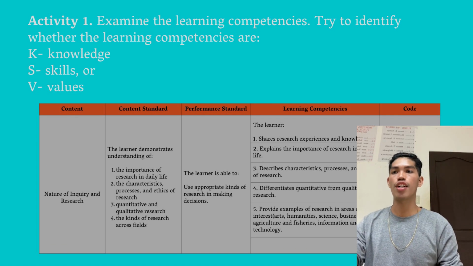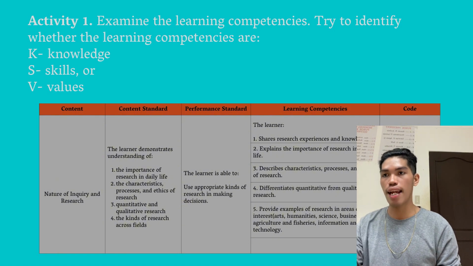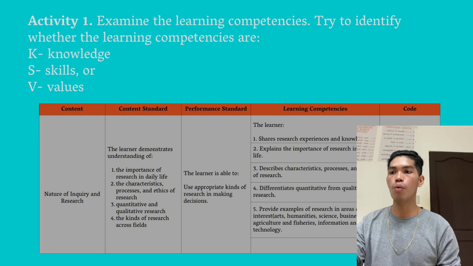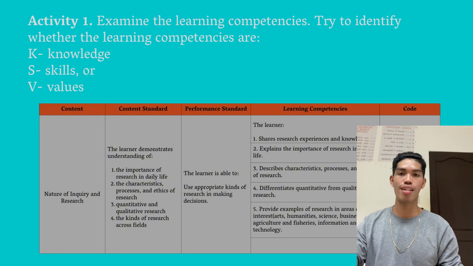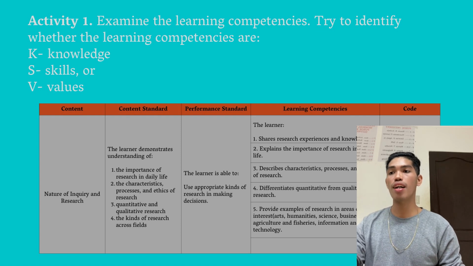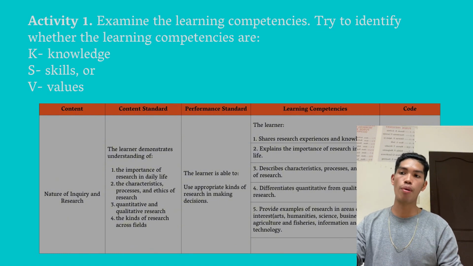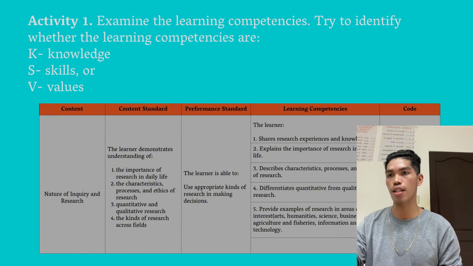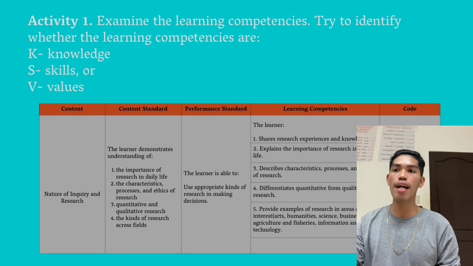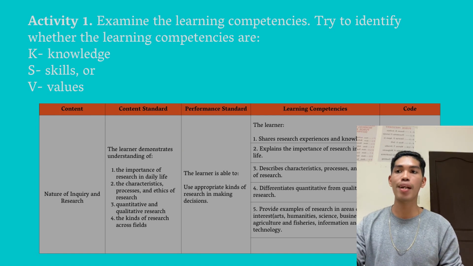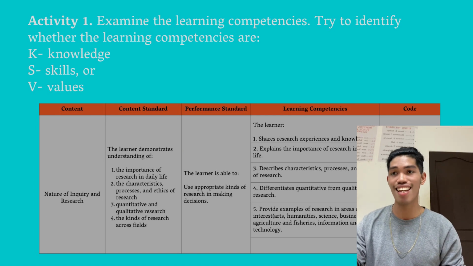So content standard. So the learner demonstrate understanding of, number one, we have the importance of research in our daily life. And then number two, the characteristics, processes, and ethics of research. And number three, quantitative and qualitative research. And of course, number four, the kinds of research across fields. So performance standards, we have the learner is able to use appropriate kinds of research in making decisions.